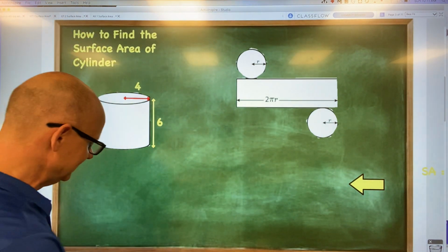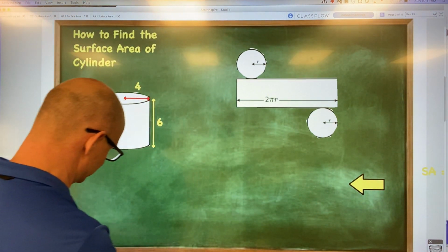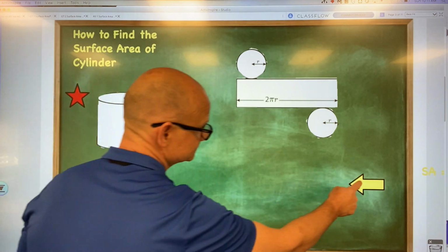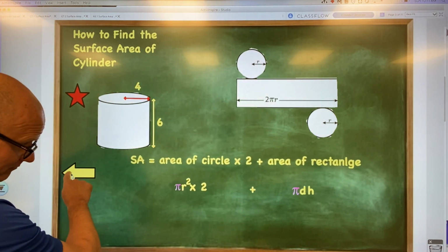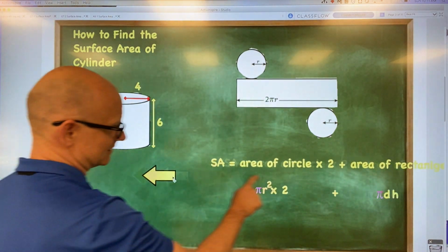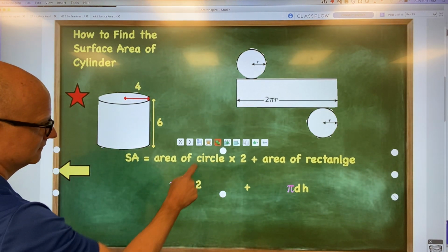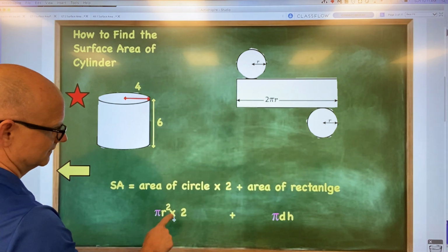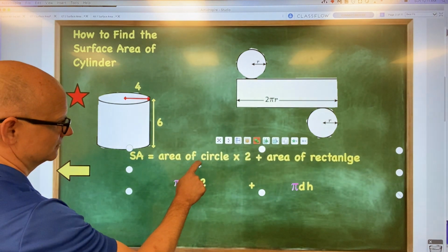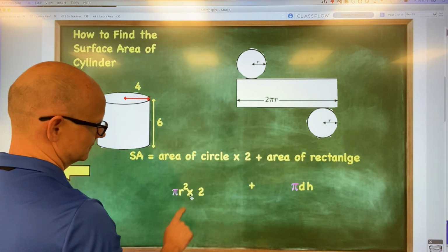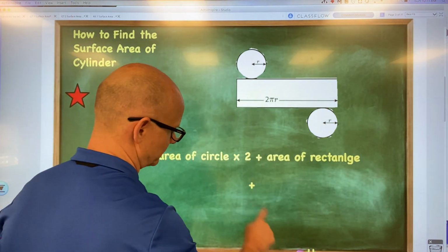Okay, so anyway, to find the surface area of this, remember, let's just not do that. Let's do this. To find the surface area, what do I do here? I don't want to do this. Okay, let's get rid of this.